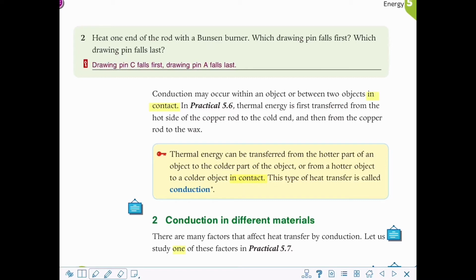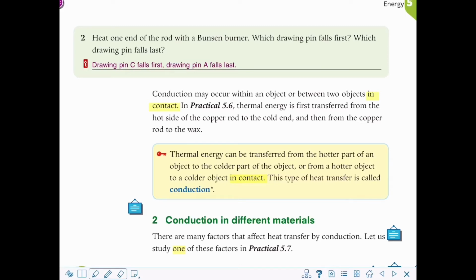Conduction may occur within an object or between two objects in contact. In contact, please underline. It is a main point. It must be in contact. In practical 5.6, thermal energy is first transferred from the hot side of the copper rod to the cold end, and then from the copper rod to the wax.